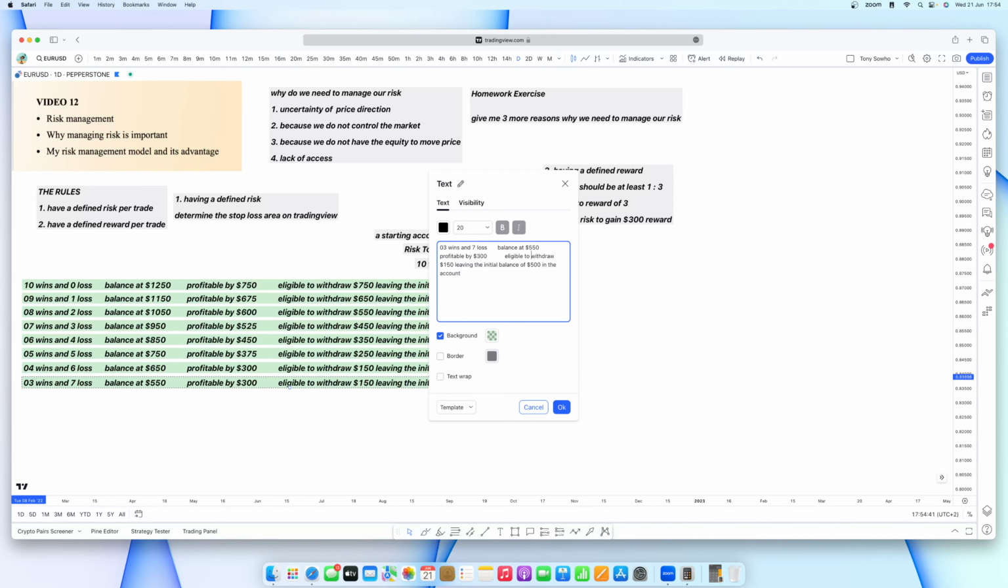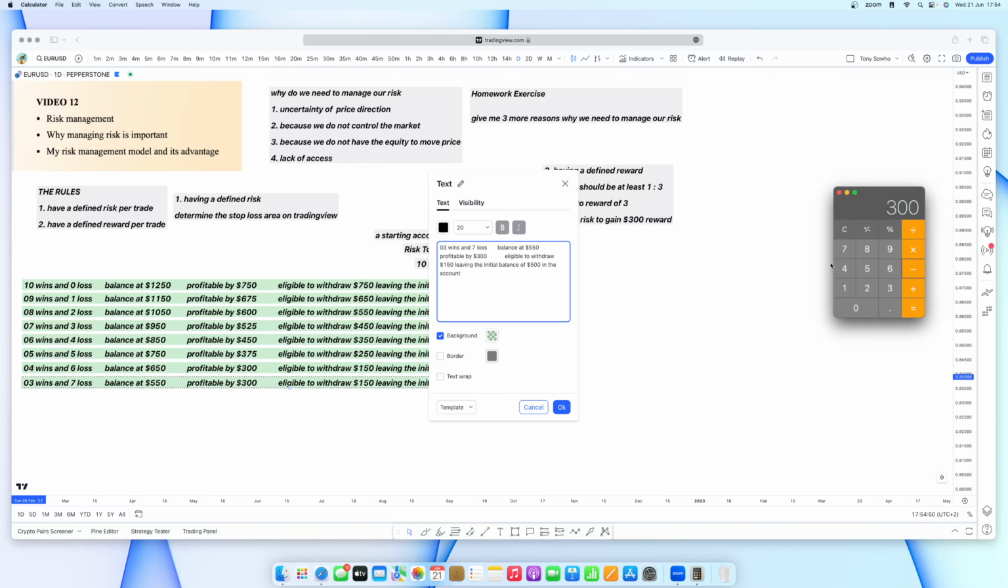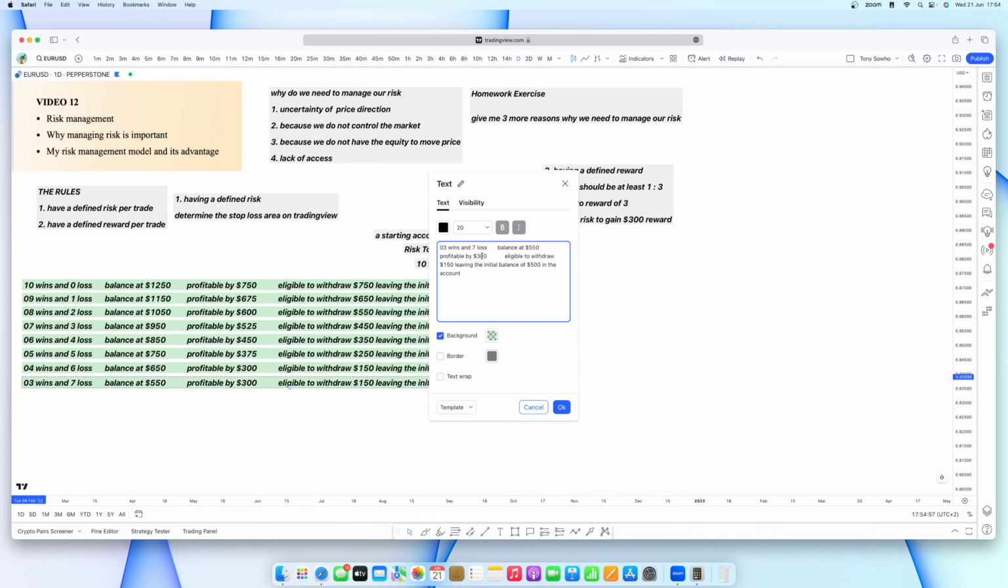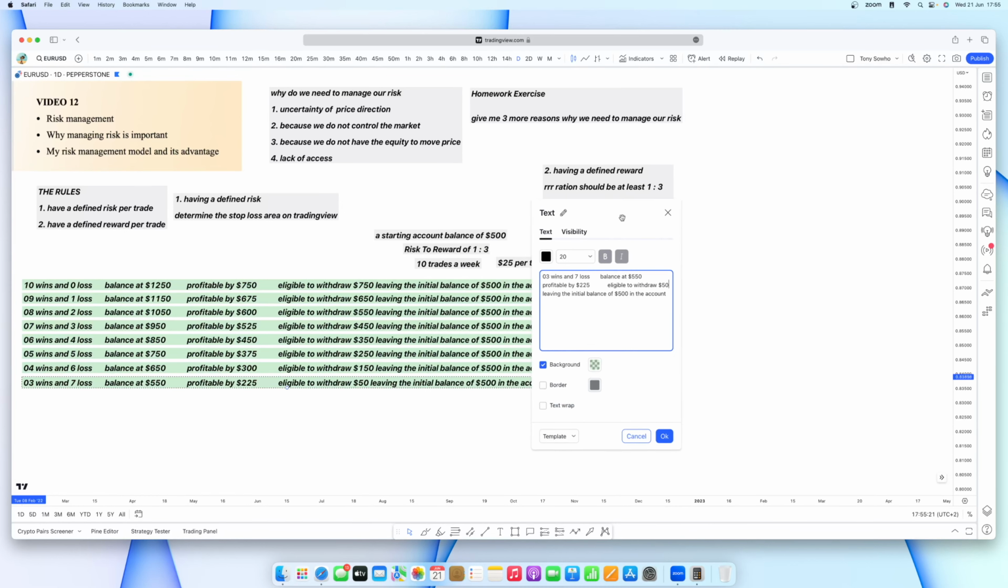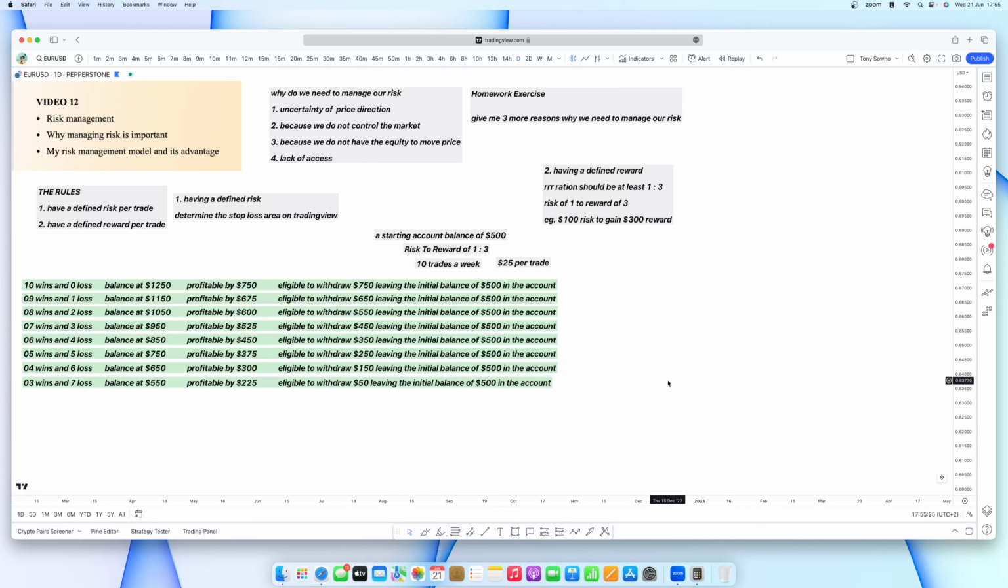Okay. Profitable by, so we were removing about 75, right? So the last one was 300. We just removed 75. 225. So profitable by 225. Now, how much are you eligible to withdraw now? It's very obvious that you can only remove $50 from this account, unless you want to touch your balance. So you see, $50, that's it.